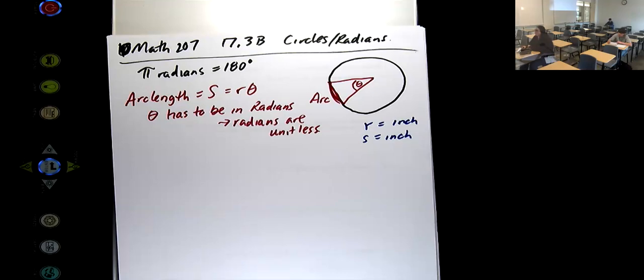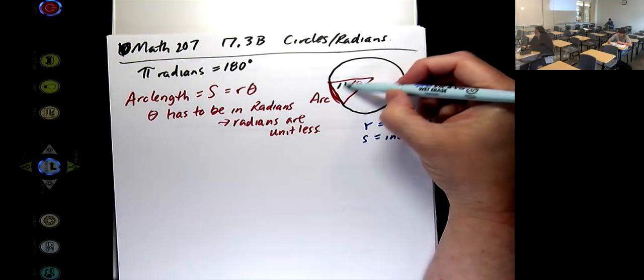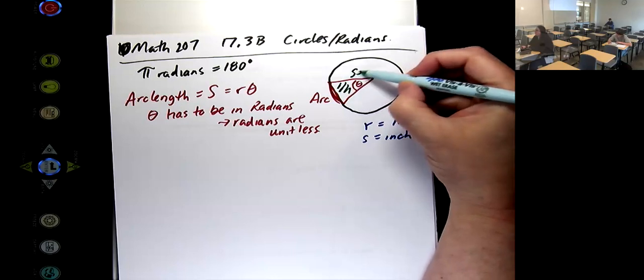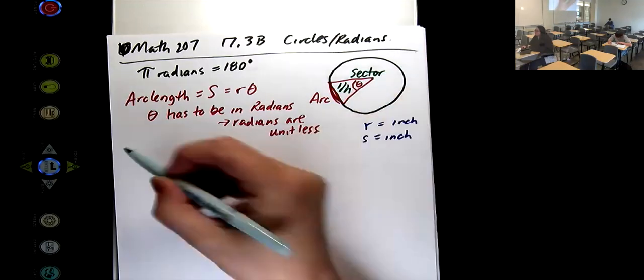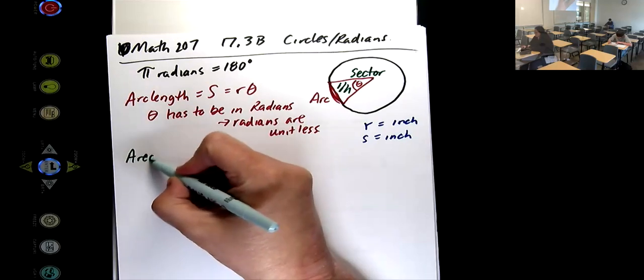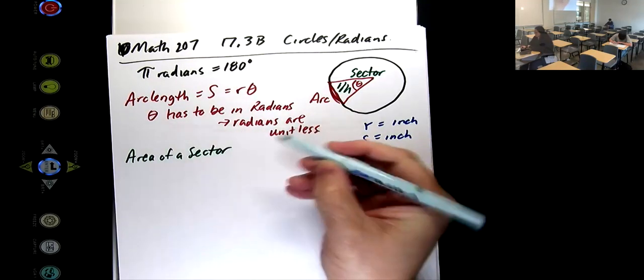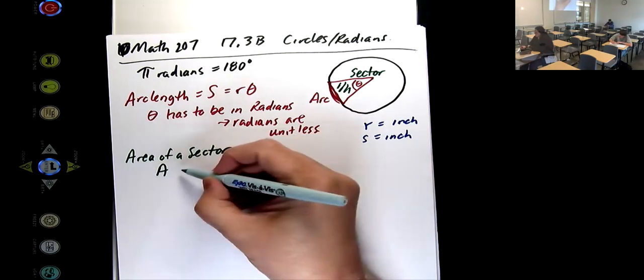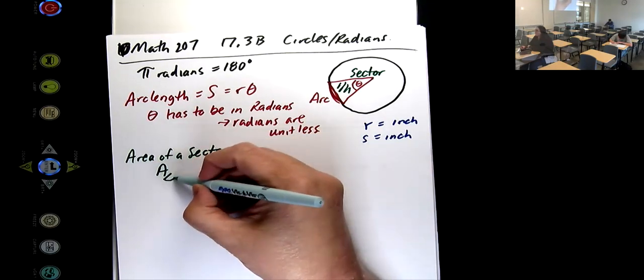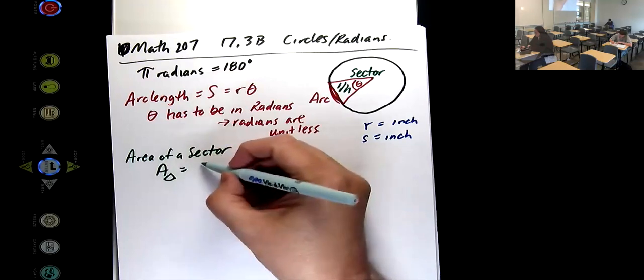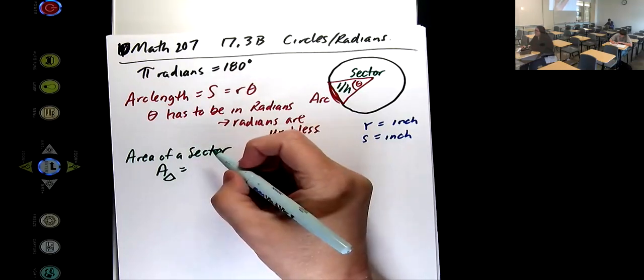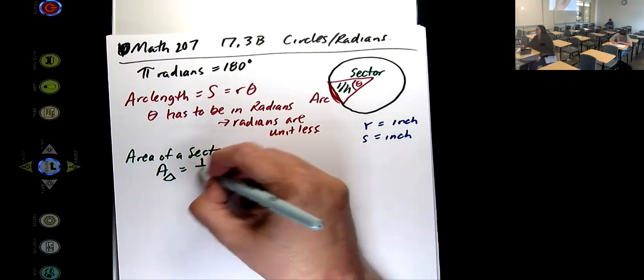And the little piece I carved out right here, that little area right there, this is called a sector. And the area of a sector also uses theta in radians. The area of that little wedge right there is 1/2 R squared theta.